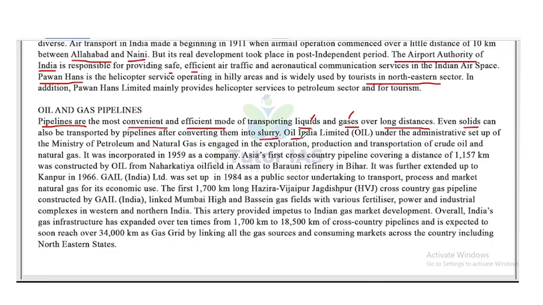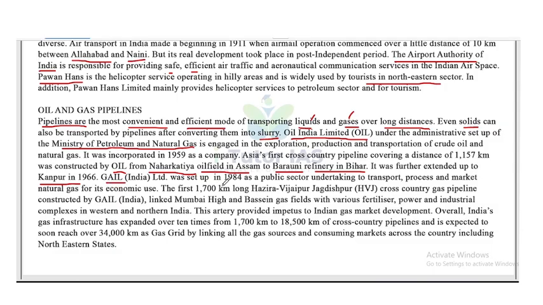Oil India Limited, under the administrative setup of the Ministry of Petroleum and Natural Gas, is engaged in the exploration, production, and transportation of crude oil and natural gas. It was incorporated in 1959 as a company. Asia's first cross-country pipeline covering a distance of 1,157 km was constructed by Oil India Limited from Naharkatia oil field in Assam to Barauni refinery in Bihar. It was further extended up to Kanpur in 1966.